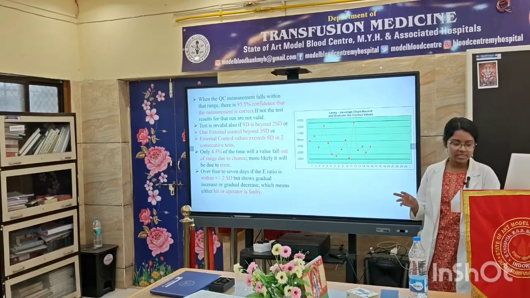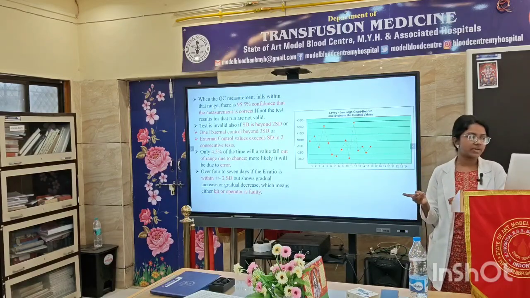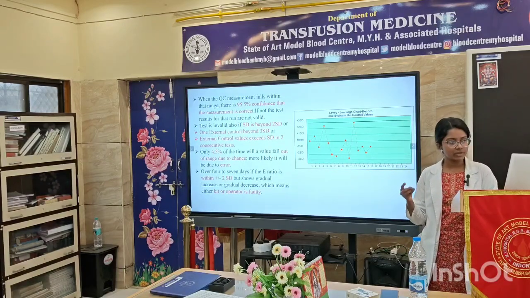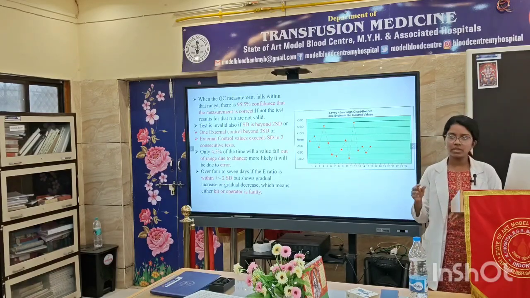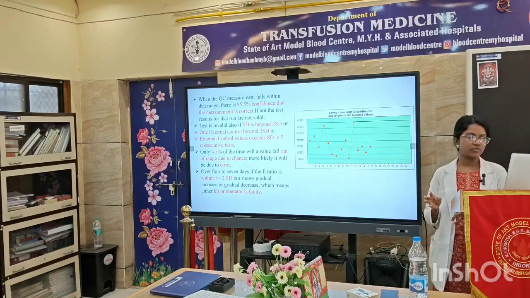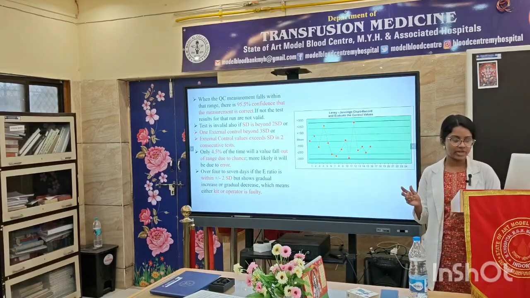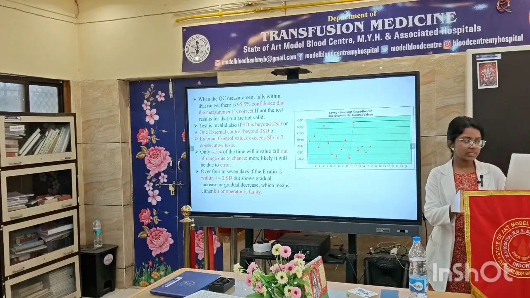And in what other cases the test will be not valid is if the value is beyond 2 standard deviation, or if one external control is beyond 3 standard deviation, or external control values exceed 2 standard deviation in 2 consecutive tests. So when will this occur? Only 4.5% of the time will a value fall out of range due to chance. More likely that too will be due to an error. Over 4 to 7 days, if the E ratio is within ±2 standard deviation but shows gradual increase or gradual decrease, it means either the kit or the operator is faulty.